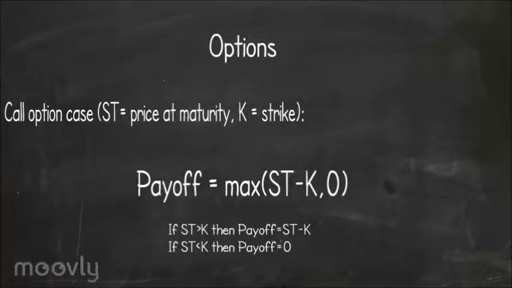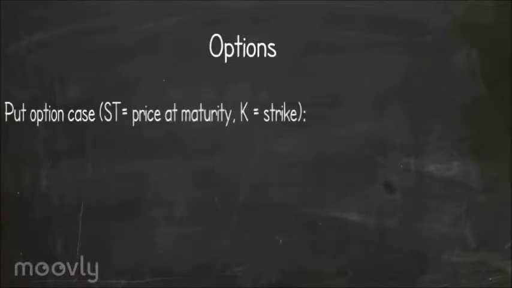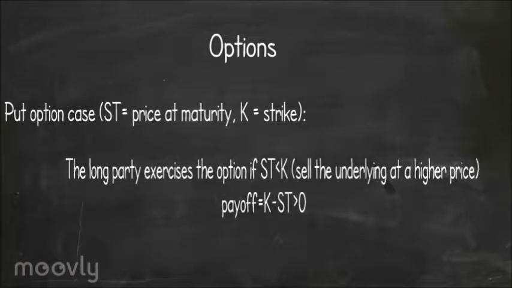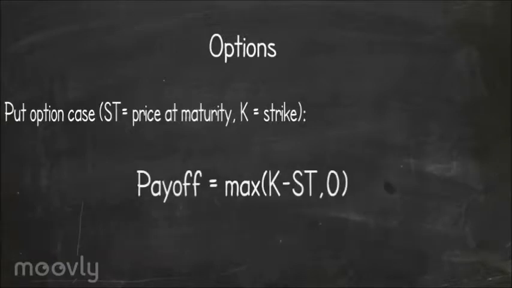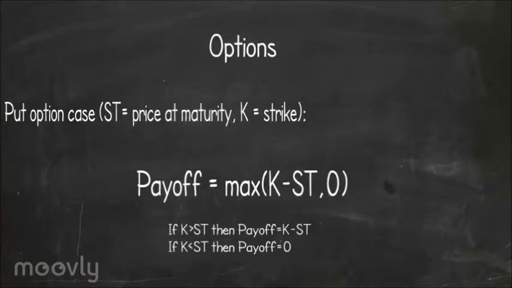The payoff can be written as the maximum between ST minus K and 0, which would fit for the different cases. On the other hand, someone who is long a put would exercise his option if the price of the underlying at maturity is lower than the strike. He would make money by selling at the strike and buying back the underlying at a lower price. The payoff in that case would be K minus ST. On the other hand, when the price of the underlying at maturity is higher than the strike, then the payoff would be of course zero, as the option is not exercised. The payoff can be written as the maximum between K minus ST and 0, which would fit for the different cases.